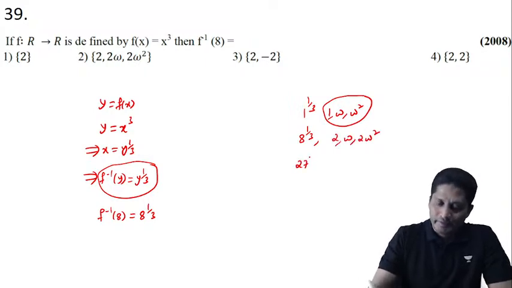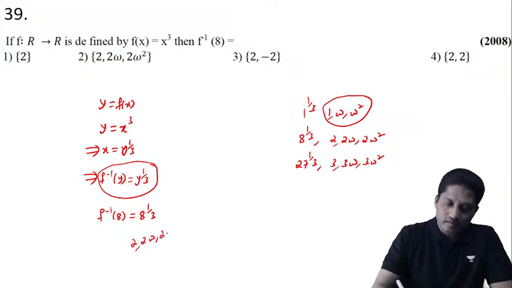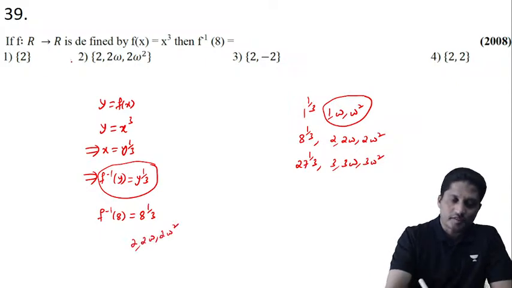Similarly, cube roots of 27 will be 3, 3 omega, 3 omega square. So f inverse of 8 will be equal to 2 omega square as per the option. Answer is option B.